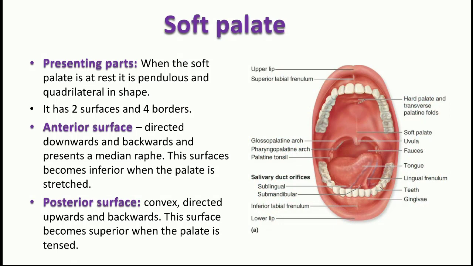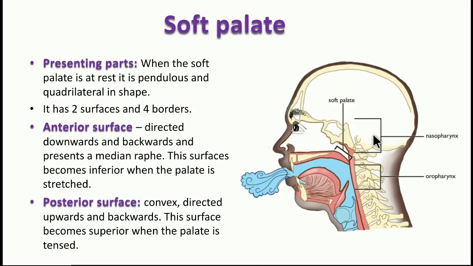Okay, then next we will pass on to the palate when it is tensed. So this becomes the inferior surface, and that becomes somewhat superior surface, not exactly like a transverse line. And the palate is closed not only during deglutition or speech, but also when you want to blow air through the mouth.